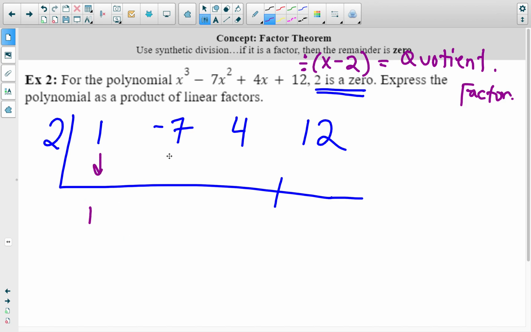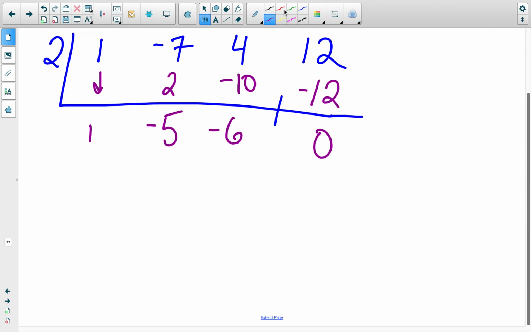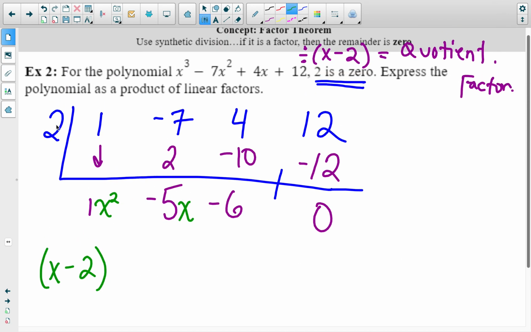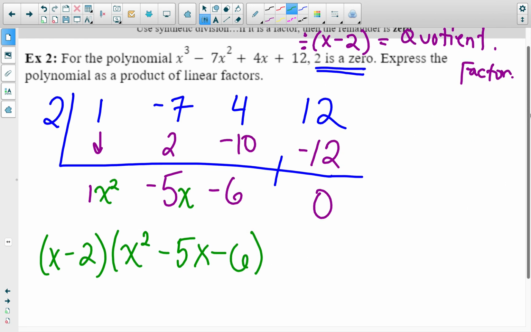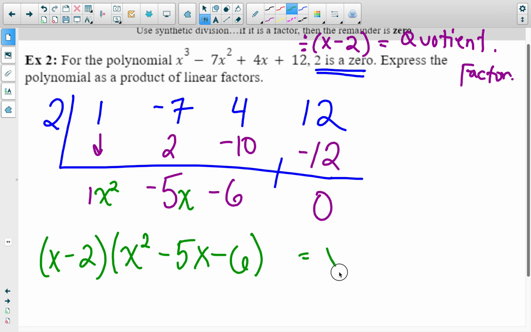Okay, bring down our 1, multiply, keep going. Okay, we get that remainder of 0 just like they said we would, right? And then this is our constant. This is our x term. This is our x squared term. So we can rewrite this polynomial using that linear factor, right? X minus 2. And then this quotient that we just got, x squared minus 5x minus 6, okay? And so this is equivalent to the original one, x cubed minus 7x squared plus 4x plus 12, okay?